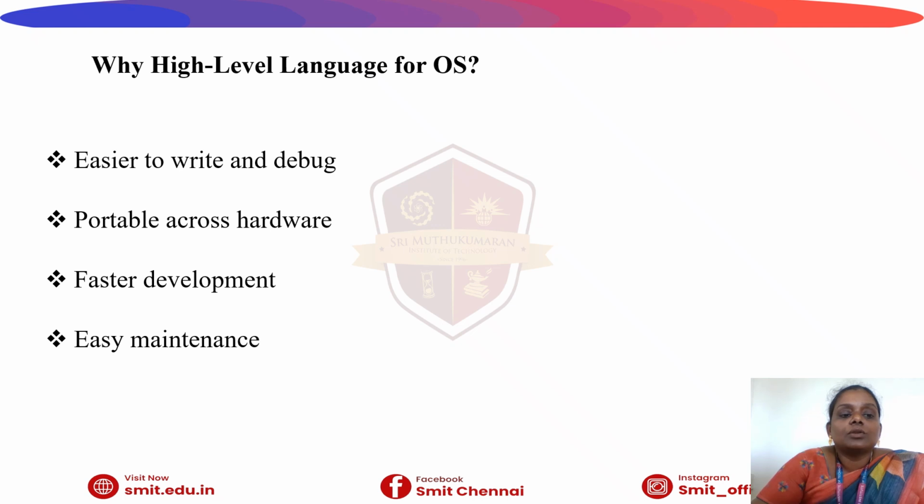Why do we use high level languages for operating systems? Earlier operating systems were written mostly in assembly language, but modern operating systems are implemented mainly in high level languages, especially C, with a small part in assembly. It is easier to write and debug, portable across hardware, faster development, and easy to maintain.